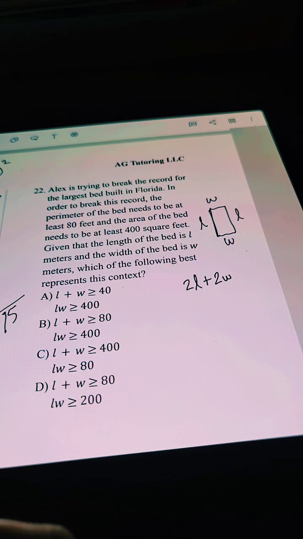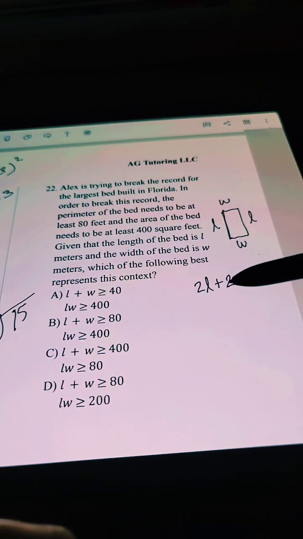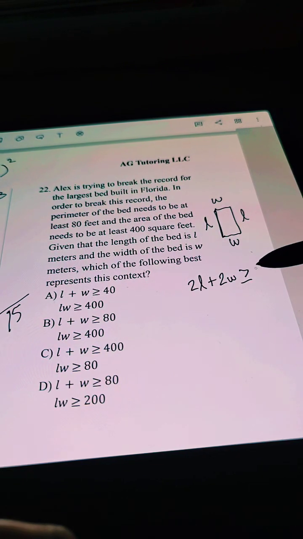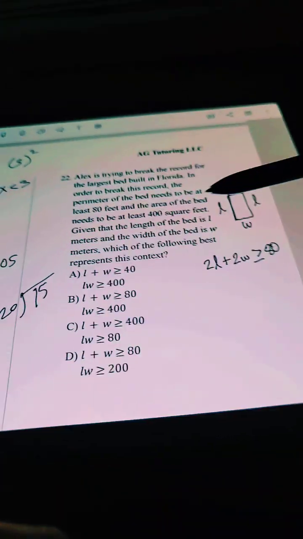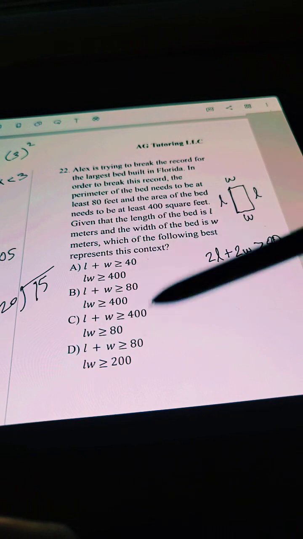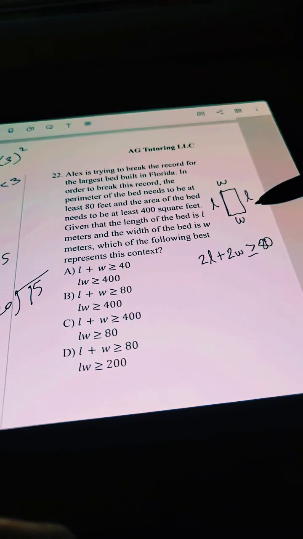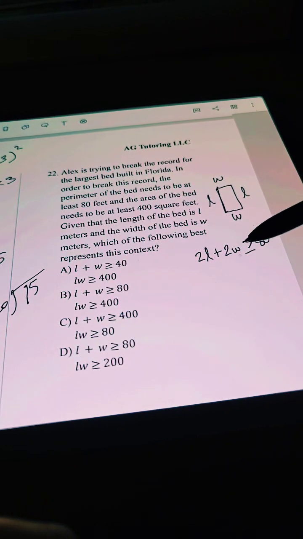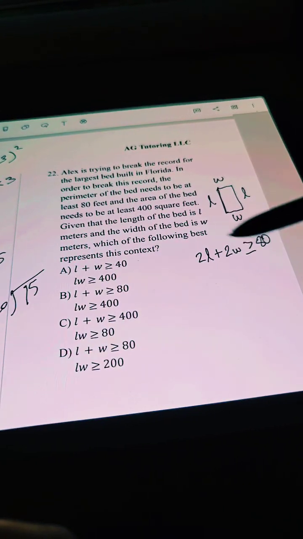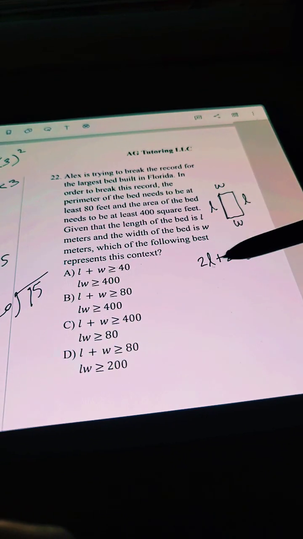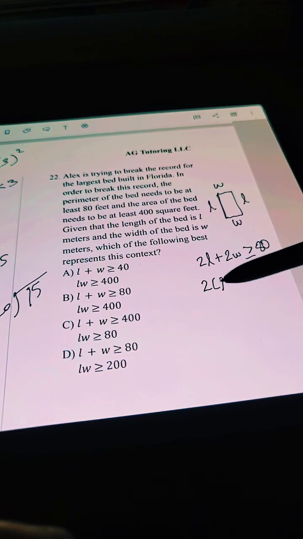So it could be 80 feet, it could be 81, 82. It just has to be at least that. So this has to be greater than or equal to 80. Now you'll notice there's nothing that looks exactly like that for one of the two inequalities. What you can do now is ask yourself, how can I manipulate this so that it looks like one of the answer choices? Well, there's a greatest common factor of 2 that you could take out.